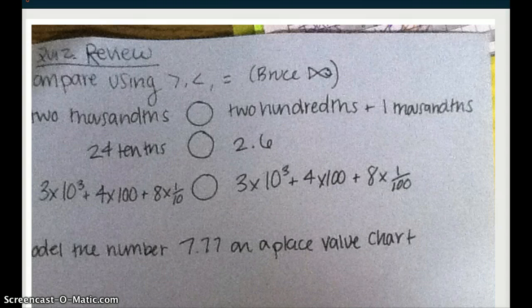So 2,000ths is what? So I put 0.002, 200ths, and 1,000ths. Which one's greater? Oops.